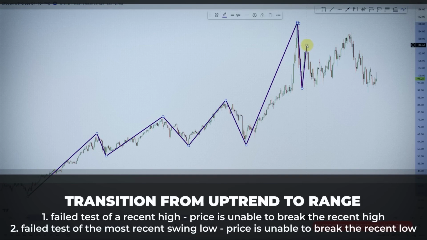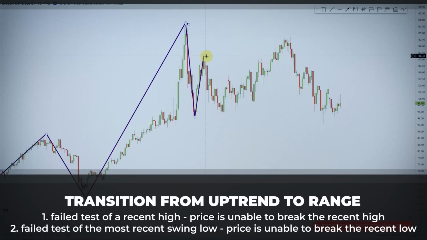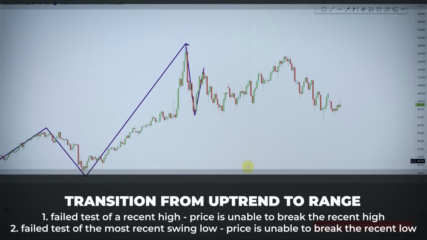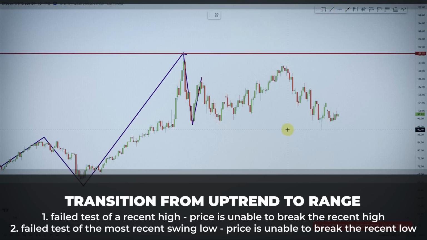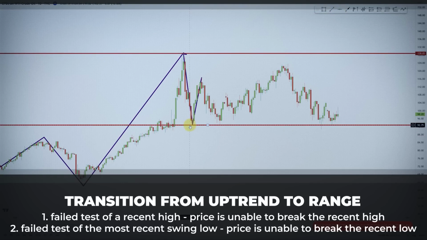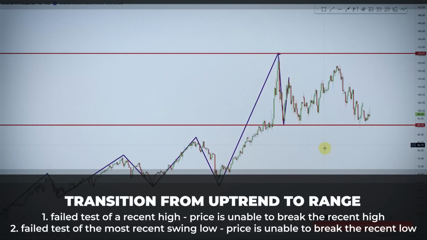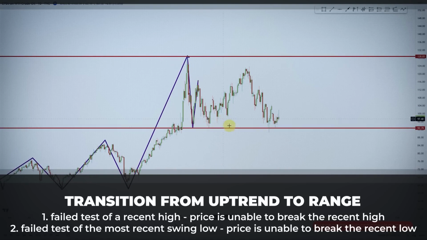First, you must see a failed test of a recent high. This means that price is unable to break the recent high. Second, a failed test of the most recent swing low would confirm that we have entered a consolidation phase, which would last until the most recent high or low is broken, with at least several closes above or below the level, meaning price remains for a longer period above or below that level.